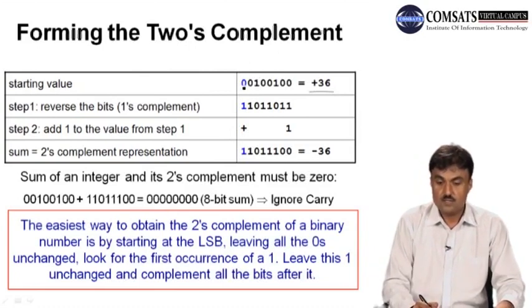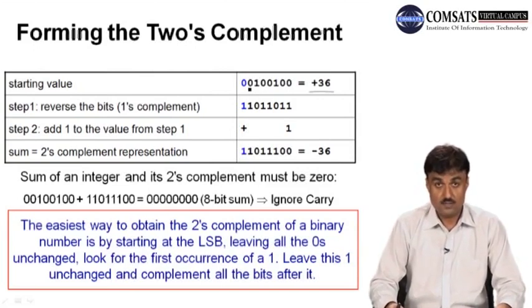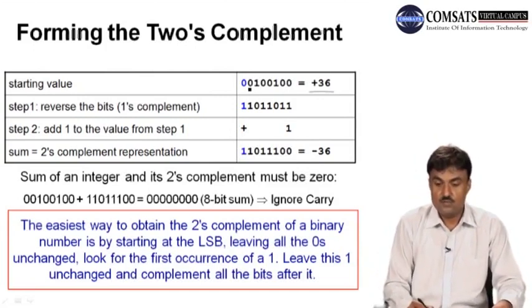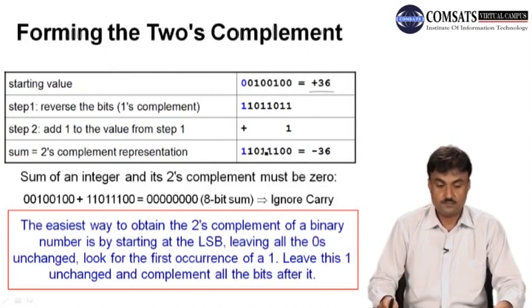It is here. So if we want to write minus 36 in binary in 2's complement, to represent minus 36 in 2's complement, what we will do is perform 1's complement, reverse all those bits. Then in the next step, we will add 1. So this will become minus 36.